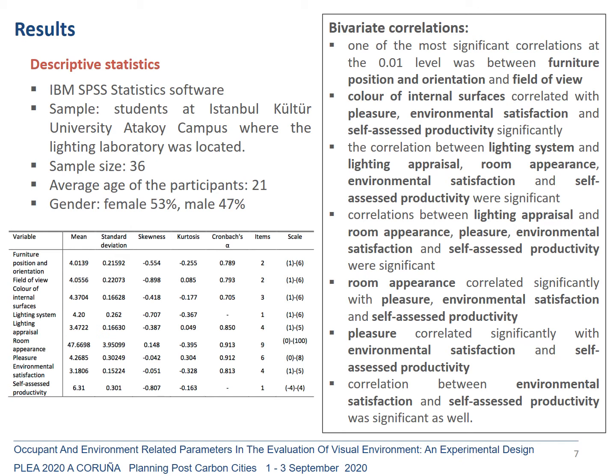In the bivariate correlations, it was possible to see how the dependent variables correlated with each other. So, for example, one of the most significant correlations was between furniture position orientation and field of view. Or, for example, color of internal surfaces correlated with pleasure, environmental satisfaction, and self-assessed productivity significantly.